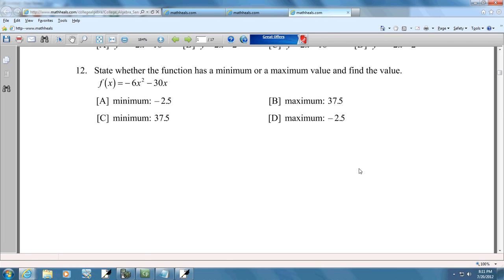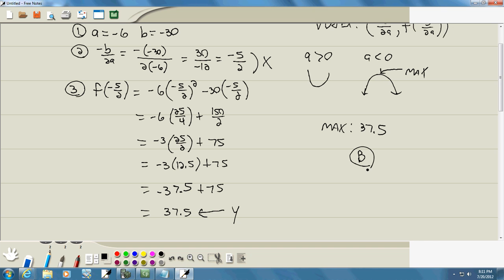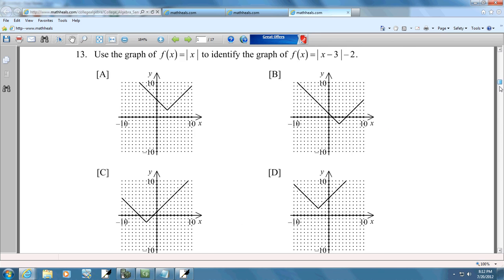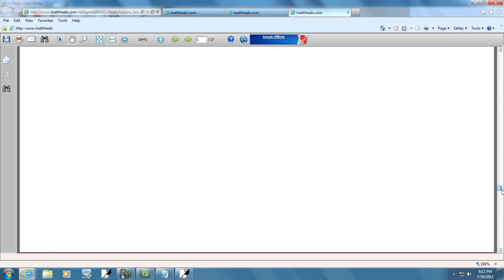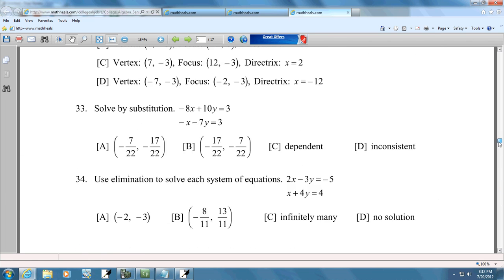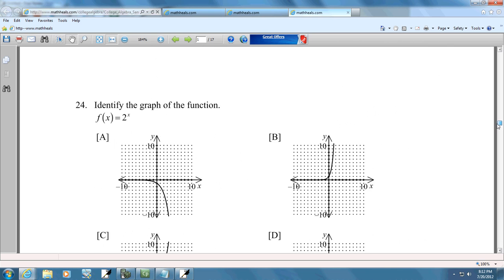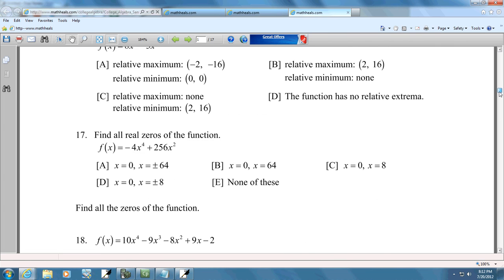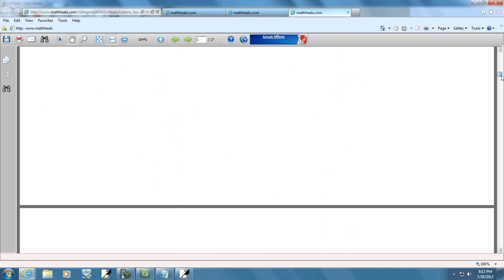Max of 37.5 would be B as in Bill. Right there. So down and check that. 12B. And that checks out. Now I said there was another way. Let me show it. It's on the calculator.